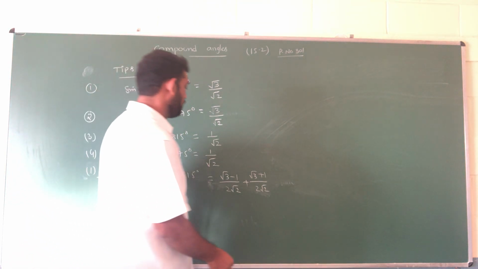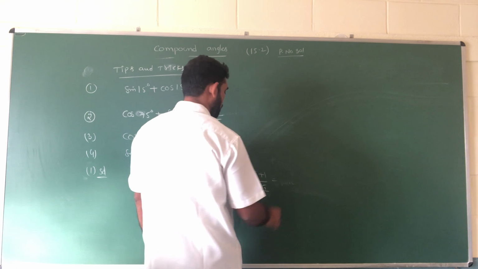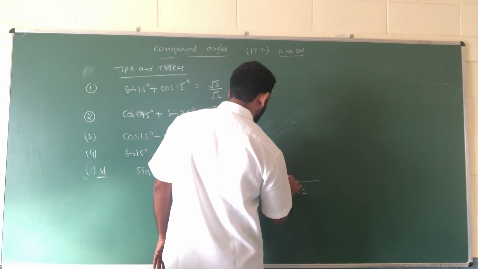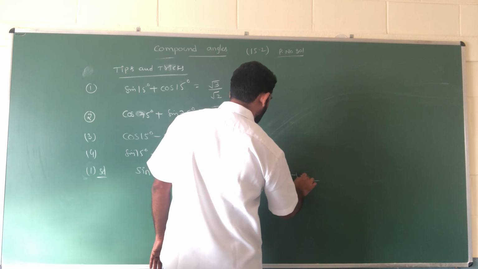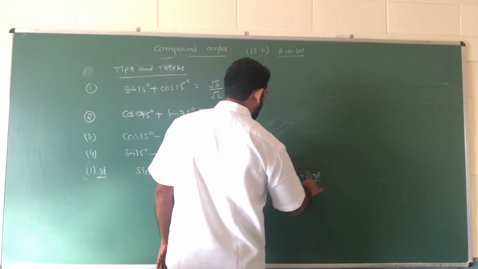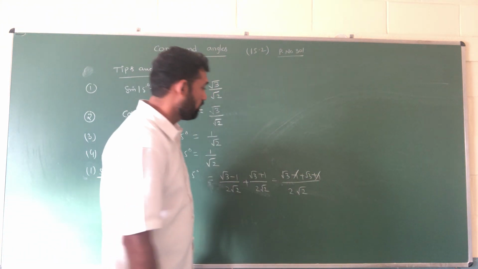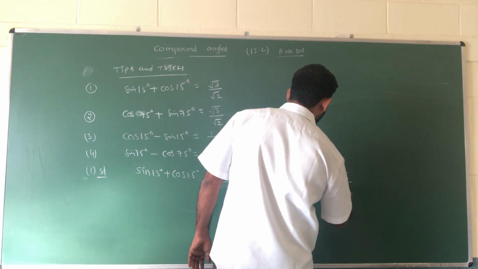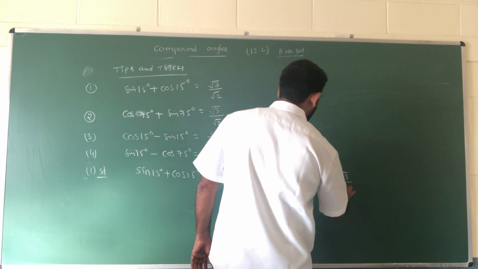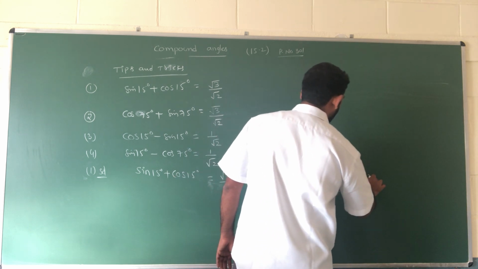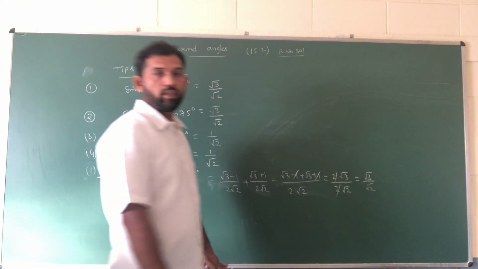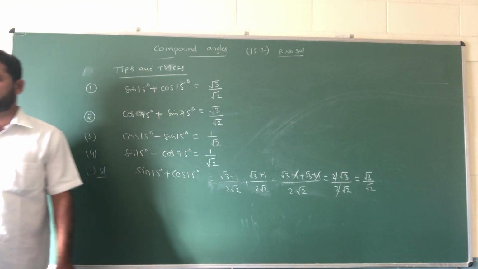Now you do the simplification. Take the LCM. What is the LCM? 2 root 2. Next, root 3 minus 1, root 3 plus 1. Plus 1 minus 1 get cancelled. What is remaining? 2 into root 3 divided by 2 into root 2. The 2 gets cancelled. Remaining root 3 divided by root 2. That is the final answer.